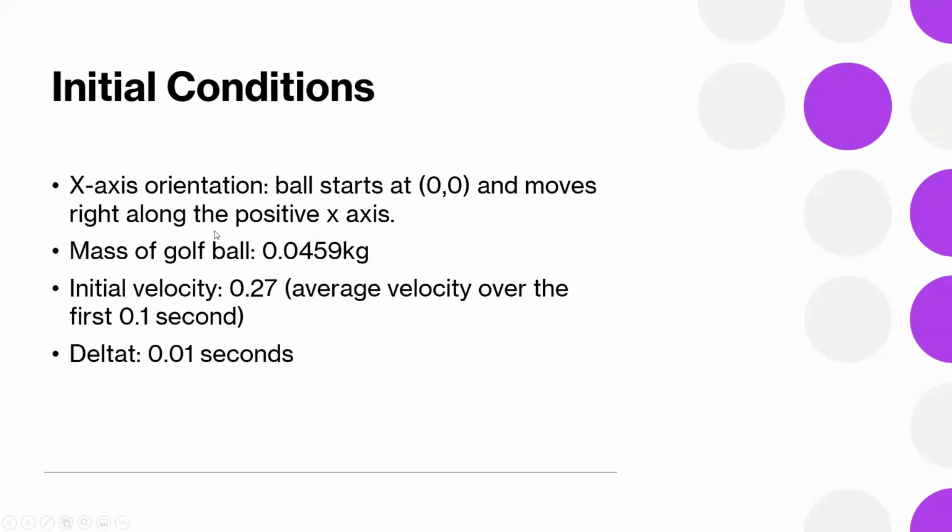These are my initial conditions. For the x-axis orientation, the ball will start at the origin (0, 0) and move right along the positive x-axis, which means that its x position will continue to increase. And this is the mass of the golf ball, and the initial velocity is 0.27 meters per second, which is calculated by averaging the velocity over the first 0.1 second that the ball travels, using Tracker. And this is delta t, which is 0.01 seconds, and it is the step at which we will update the position and velocity.